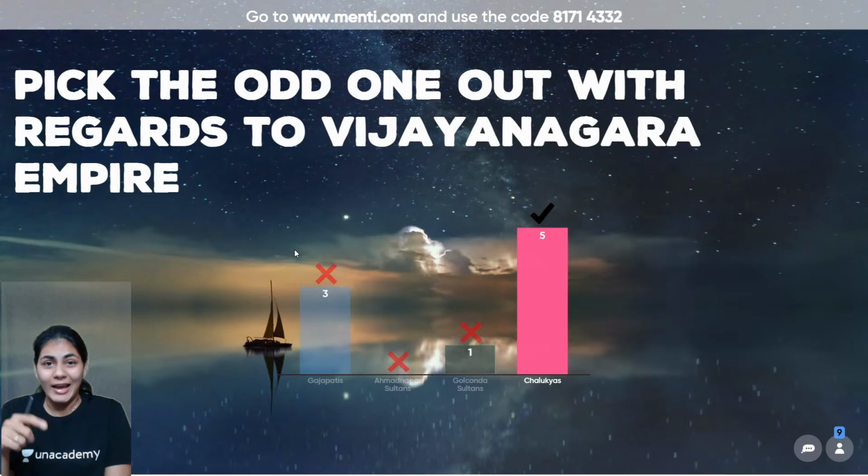Especially to capture that Raichur Doab, the Krishna-Tungabhadra Doab. All of these kingdoms actually fought for the Doab, right? But the Chalukyas are not contemporaries. They preceded the Vijayanagara Empire, right? So that is why it's the odd one out.